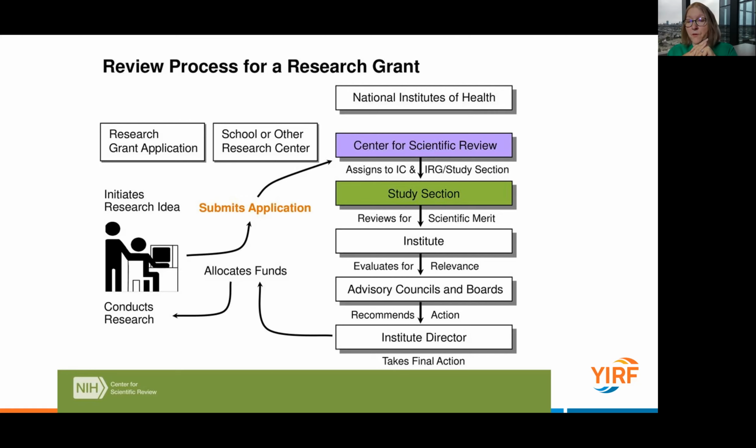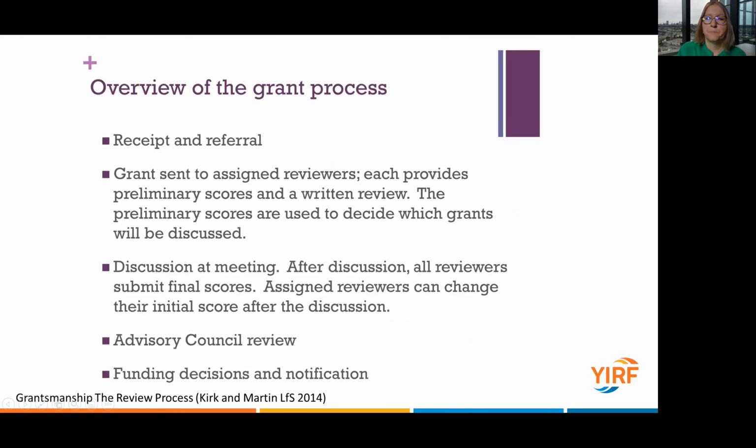And then those final funding decisions, which happen at the NIH with input by an advisory council, the institute director, and your project officer, will be made, and funds will hopefully be allocated to your institution, and your institution then makes those available for your research and career development.